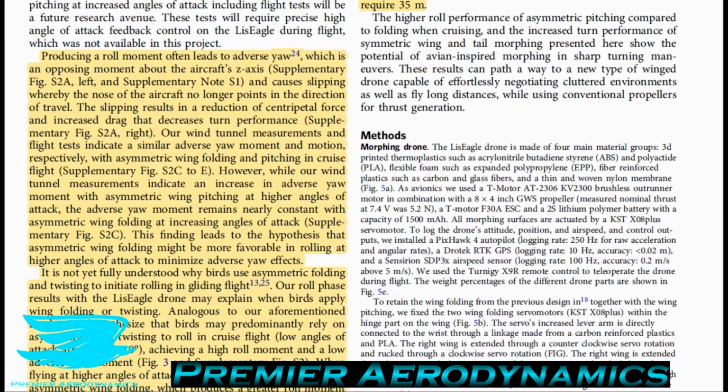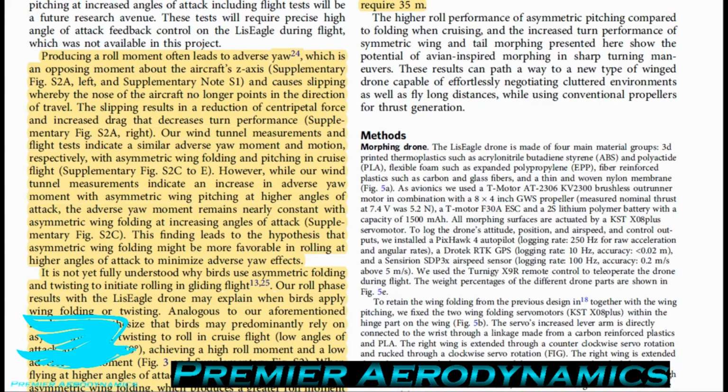And in most aircraft, particularly fixed wing aircraft, you get what's called inertial coupling. This means that when you change the aircraft's direction in one way, another orthogonal direction is going to be changed as well. So if you were to roll your aircraft, yaw is also going to occur. The aircraft is now going to rotate about another axis, and this results in what's called side slipping. This slipping is a result of centripetal force and an increased drag that decreases turn performance.